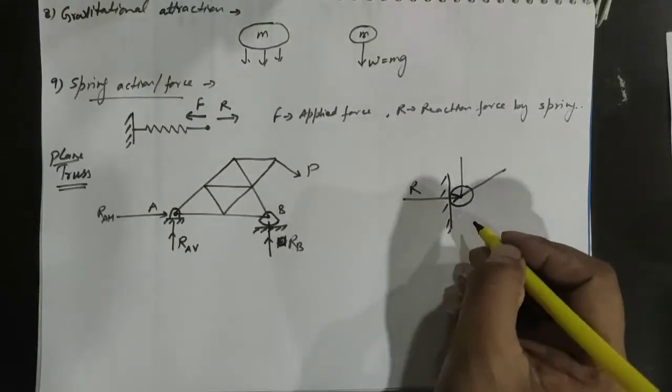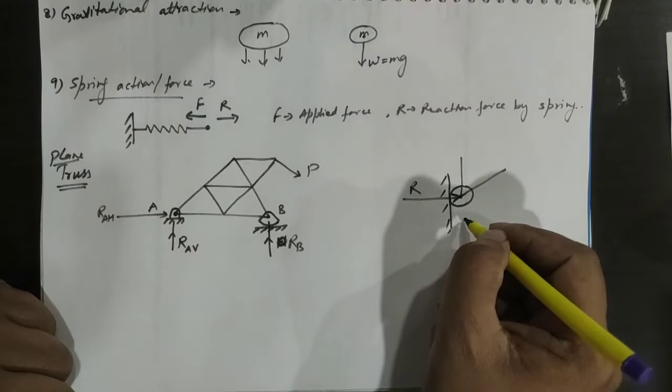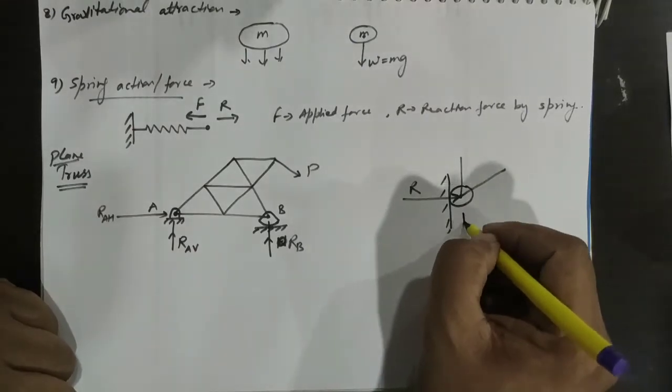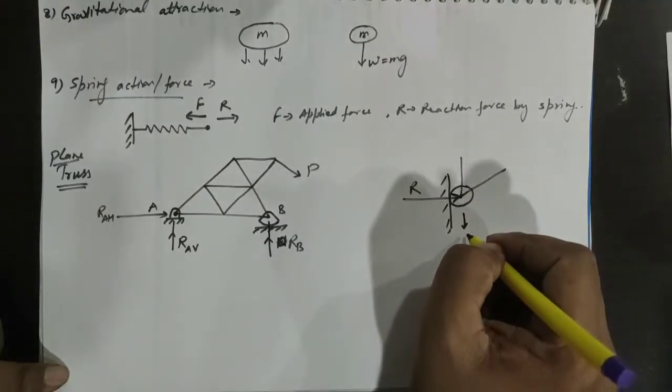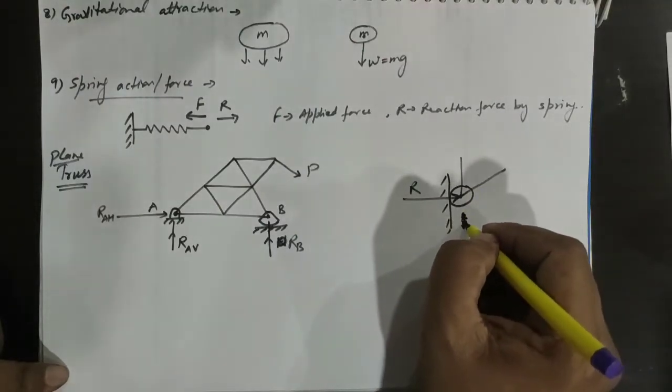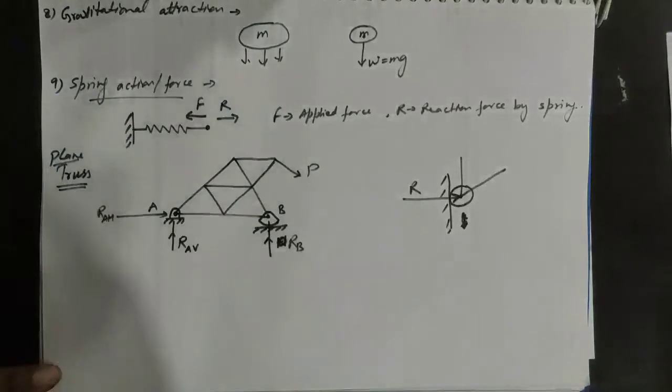Why is the horizontal force not there? Because if a horizontal force acts on that point, it will move. Any force acting in this direction can move it forward or backward. So that's why the horizontal force is not acting on the roller support.